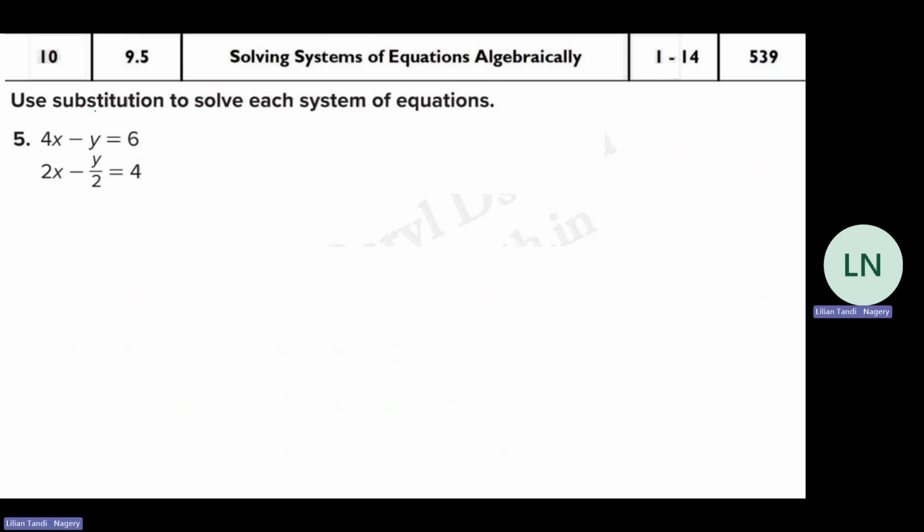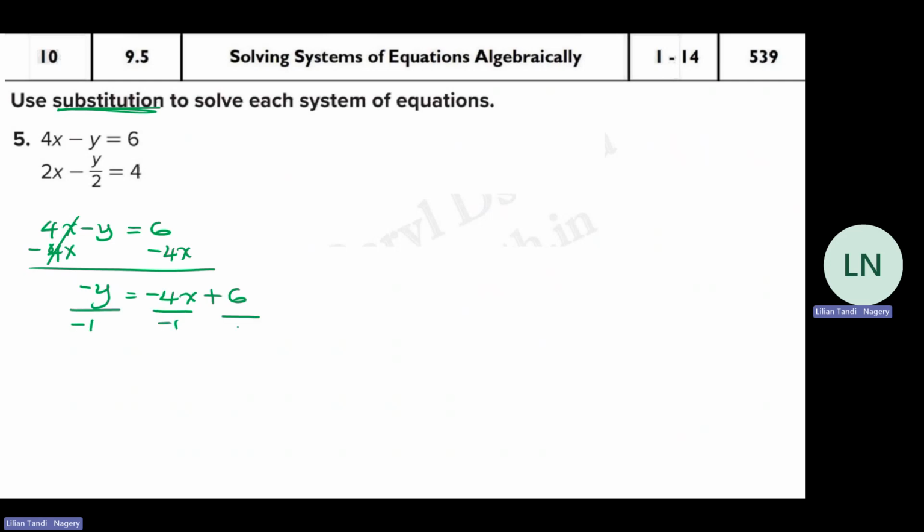I'm going to use the first equation to help me do my substitution. So 4x minus y equals 6, subtract 4x, subtract 4x. Negative y equals negative 4x plus 6. Divide all your terms by negative 1. This goes away. y equals 4x minus 6.